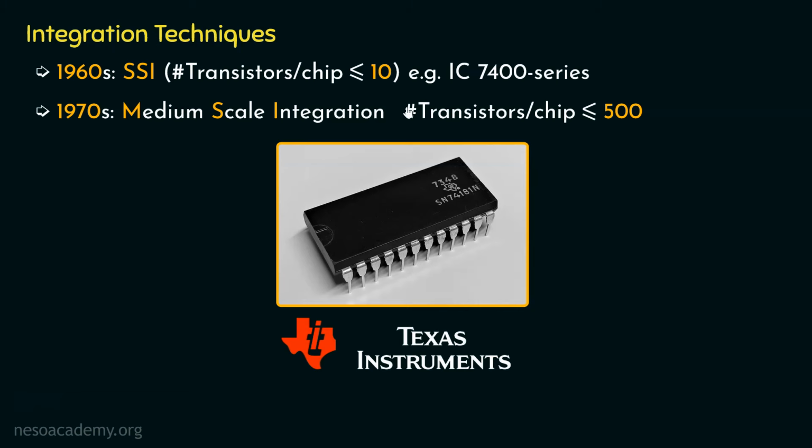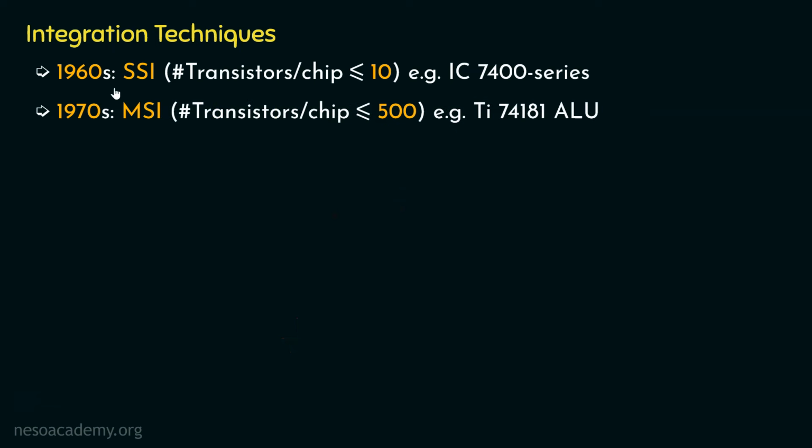This arithmetic and logic unit on a chip included carry input and carry output pins. Therefore, it could be cascaded to handle even larger bits. Therefore, after SSI, the next integration technique was MSI, and in medium-scale integration, the number of transistors per chip is more than 10 but less than or equal to 500. One notable example of that is the Texas Instruments 74181 arithmetic and logic unit integrated circuit chip.